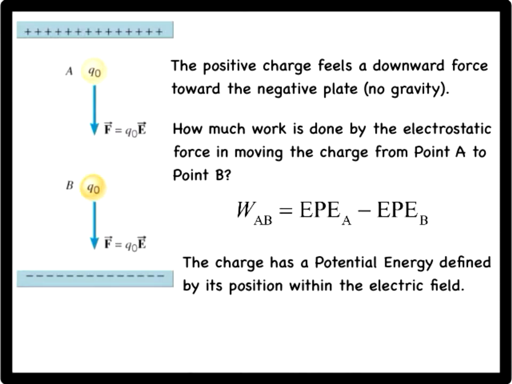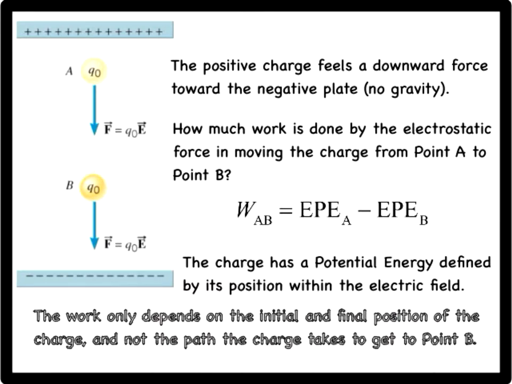Notice that the work done depends only on the initial and final positions of the charge in the field and not the path taken, which is also true for the basketball in the gravitational case and true for all conservative forces in general.